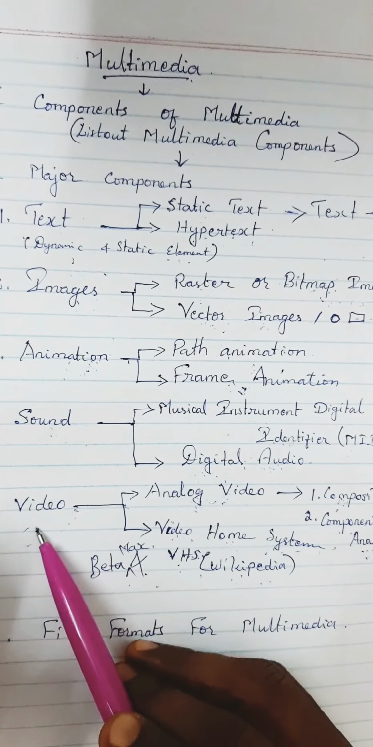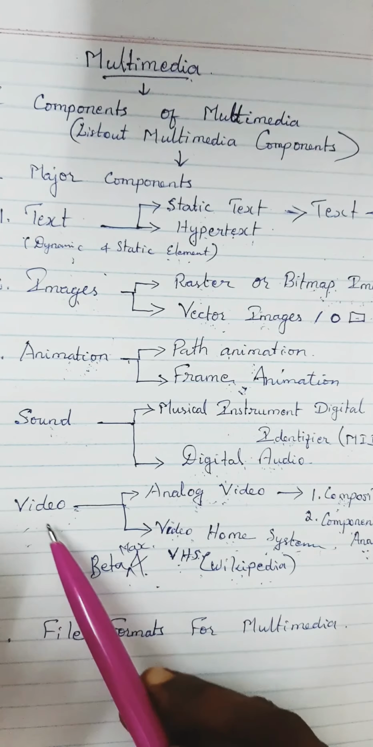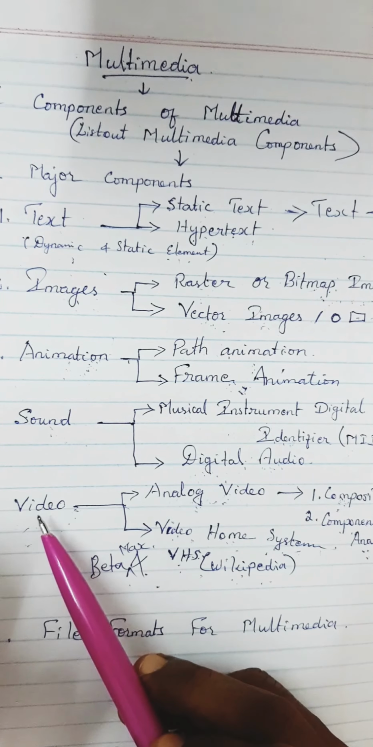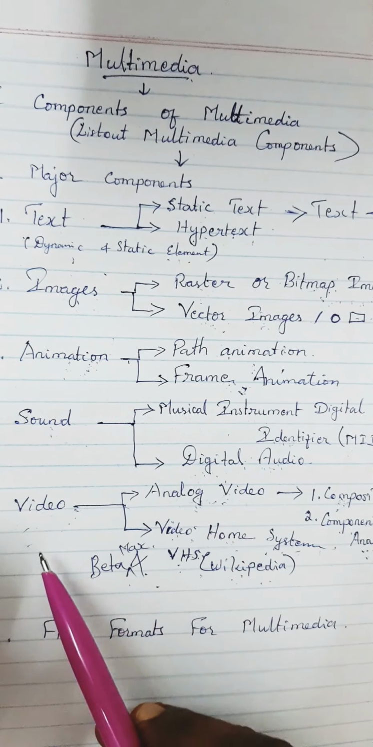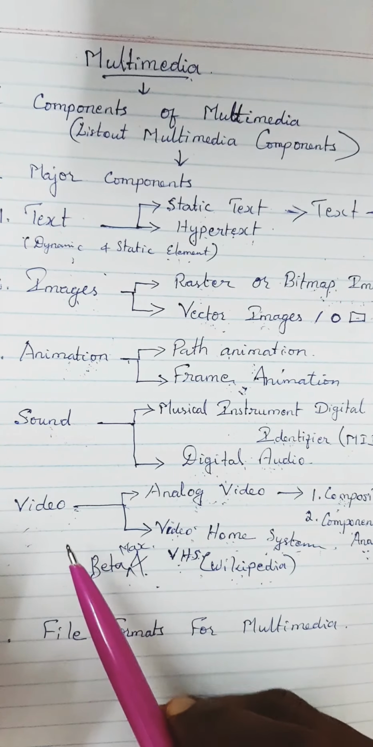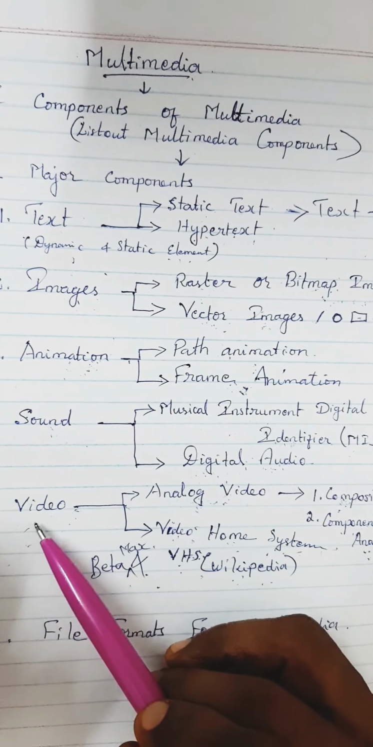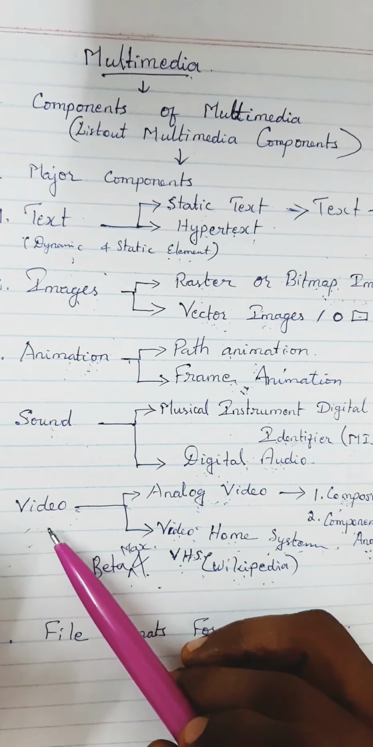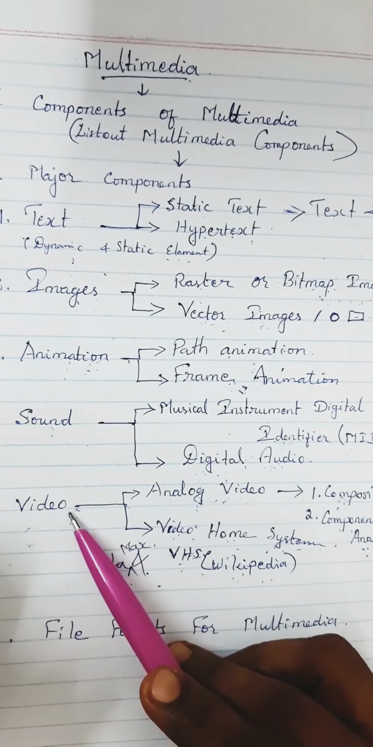Then the next topic is video. Video is defined as a display of a recorded event, scene, etc. What we are doing now is also a kind of video. Video is defined as a display of a recorded event and scene. The powerful way of conveying information in multimedia is also called video, a powerful way of communication or conveying information in multimedia applications.